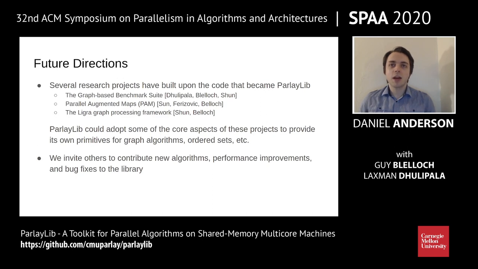And there's also the Parallel Augmented Maps project, which is essentially a high-performance balanced binary search tree for C++. And it would be nice if we could integrate something like that directly into Parlay so that Parlay could provide interfaces for ordered sets based on these parallel balanced binary search trees. And it's an open source project, so we strongly encourage others to contribute, and we invite people to add new algorithms, performance improvements, and bug fixes to the library.